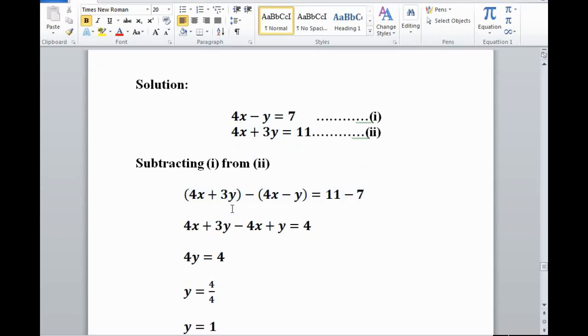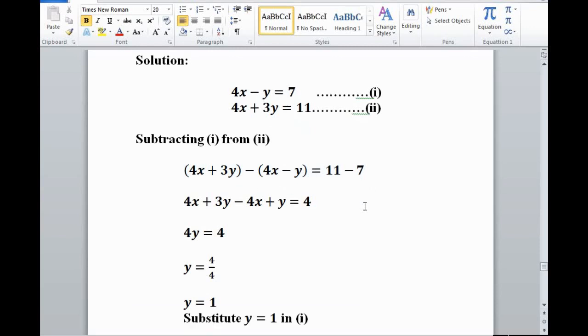So first I will write the left hand side of equation 2, which is 4x plus 3y, and minus the left hand side of equation 1, which is 4x minus y, equals the right side of equation 2, which is 11, minus the right side of equation 1, which is 7.